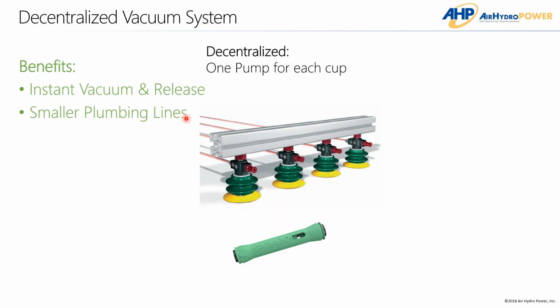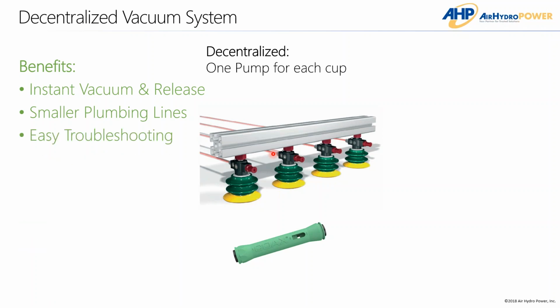Smaller plumbing lines. If you think about the centralized, we had to have plumbing to pull the vacuum through all of that plumbing back to the pump. In this case, we're just supplying compressed air to that pump. So no longer do we need the larger size of plumbing here. That can help save some on plumbing costs, but also on weight and the hassle of it.